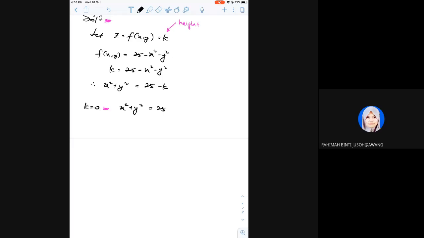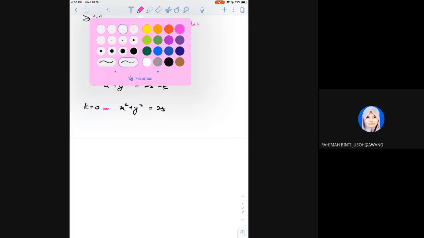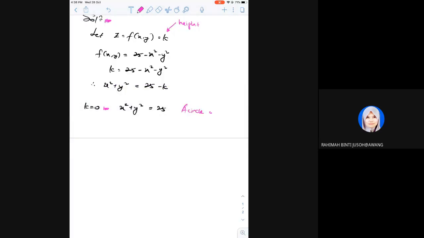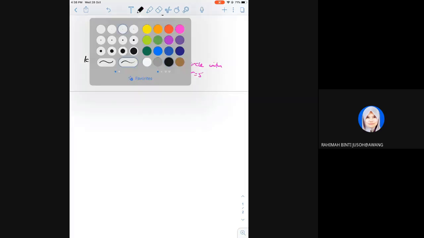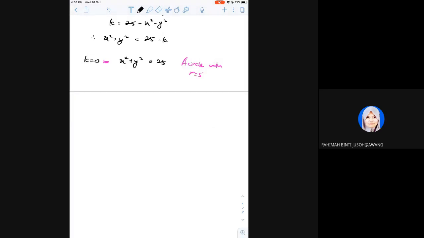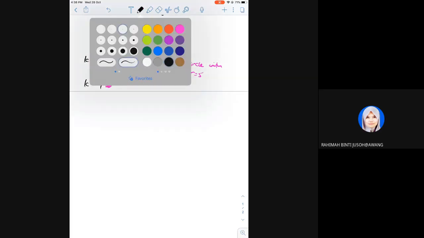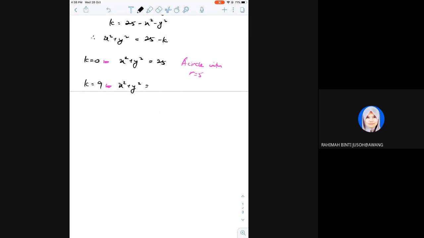Okay, so this is a circle with r equals to 5. Okay, radius equals to 5 kan? Okay, so jom kita teruskan lagi. K equals to 9. What happened when k equals to 9? We have x squared plus y squared equals to 25 minus 9, so we will have x squared plus y squared equals to 16. So yes, again, we will have a circle, but smaller circle.